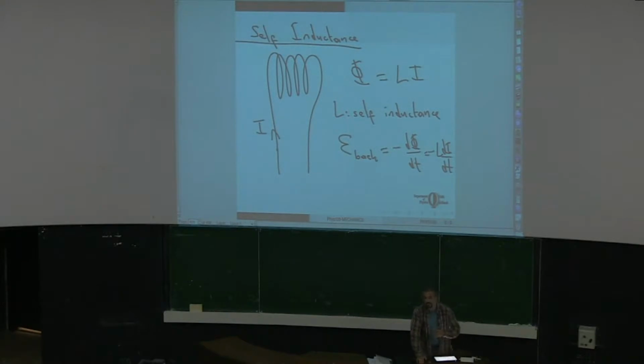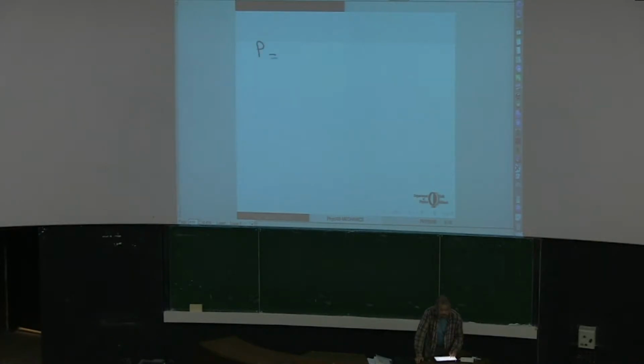Now, before studying the circuits, let's look at this one. This is the back EMF. So if you want to increase the current by some amount, you still need to work against this back EMF. Now, if you remember, the power of a given circuit element was epsilon times, what's the power? Epsilon times I.